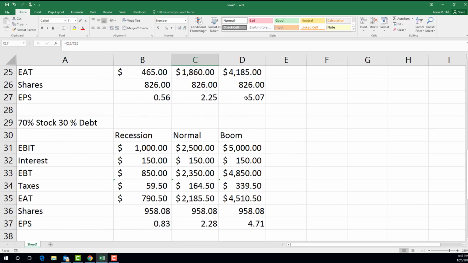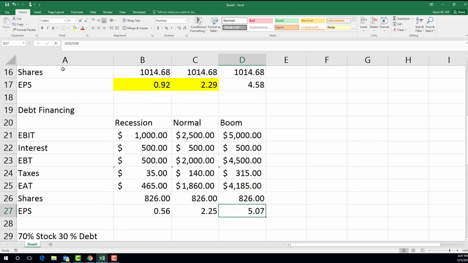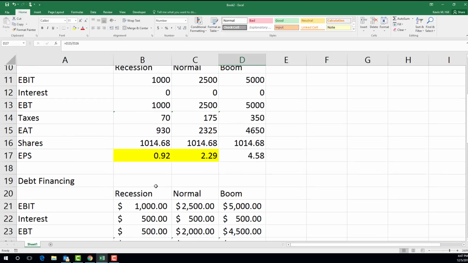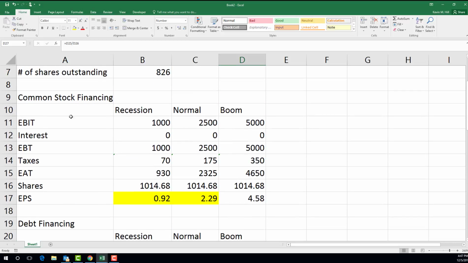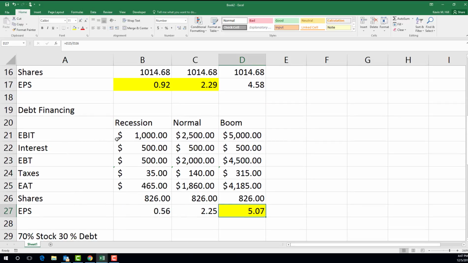So we'd want to be here in debt financing. So those are the three situations you want to be in. Common stock for recession and normal, and debt financing for a boom. And that is the earnings per share / earnings before interest and taxes analysis.